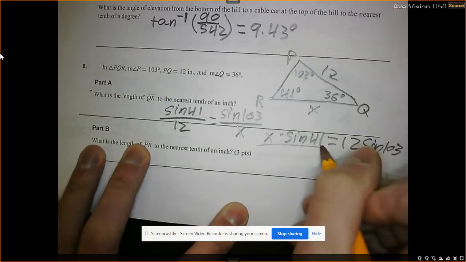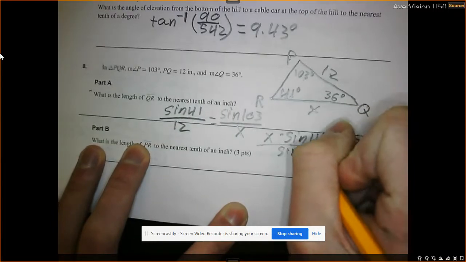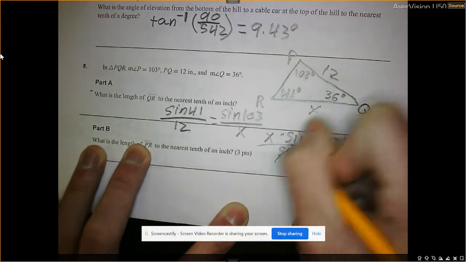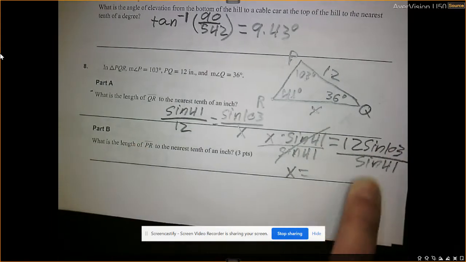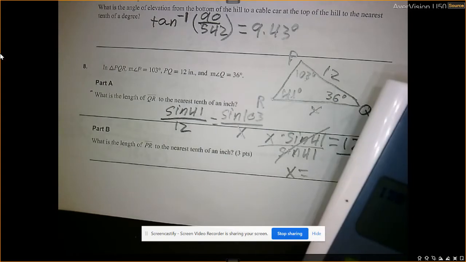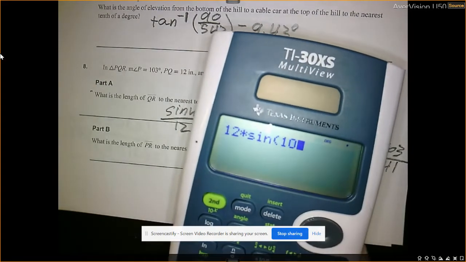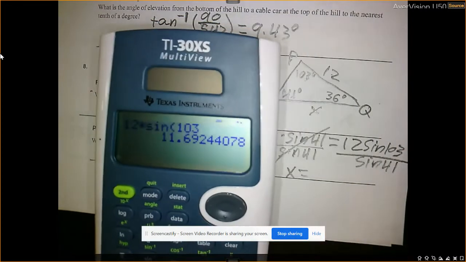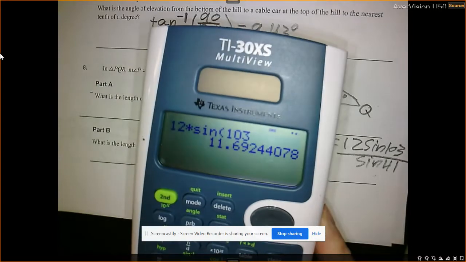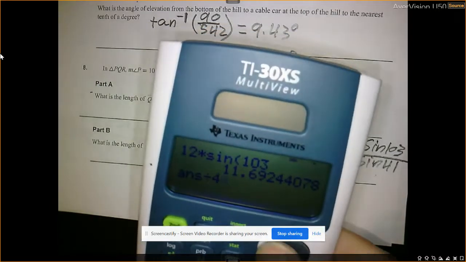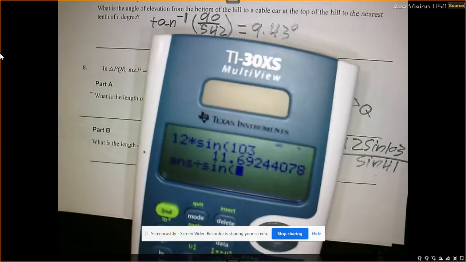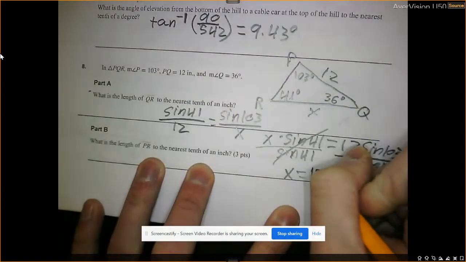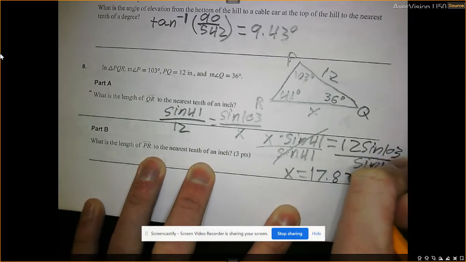You have to get x alone. Right now, x has sine of 41 being multiplied by it. What's the opposite of that? To divide by sine of 41. That's what's going to get your x alone, and then you go to the calculator. 12 times sine of 103 you have to do first. Hit enter, because your calculator does not necessarily know order of operations. Then lastly you divide that by sine of 41. Oops, not by 41, by sine of 41. Very different. And that's going to be 17.82. So that's the answer to part A.